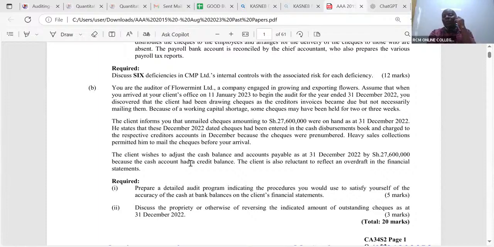So they want us to prepare, first of all, a detailed audit program indicating the procedures you would use to satisfy yourself of the accuracy of the cash at bank balances on the client's financial statements. Remember here, they're not talking about many things. They simply want an audit program indicating the procedures you would use to satisfy yourself. So those are really about the assertions. Like this thing of inspection, inspecting documents.